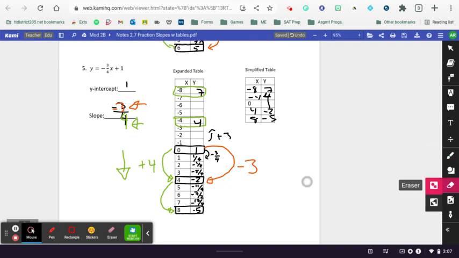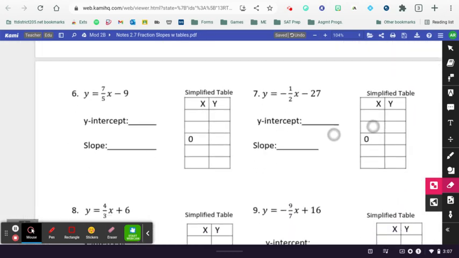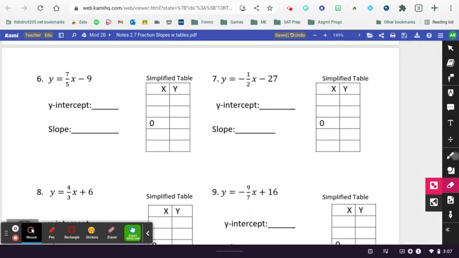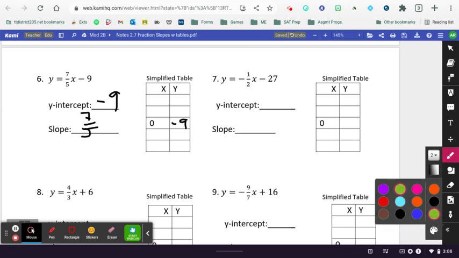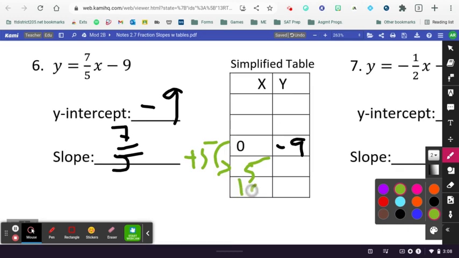Okay, now let's go down to number 6. So number 6, we have y equals 7/5 x minus 9, so that's negative 9. Our slope is 7/5. Okay, so we start with negative 9. Our 5 at the bottom tells us what to do for our x's, so 0 plus 5 is 5, and 5 plus 5 is 10. Going backwards, we get negative 5 and we get negative 10.